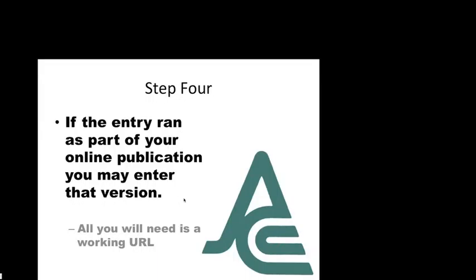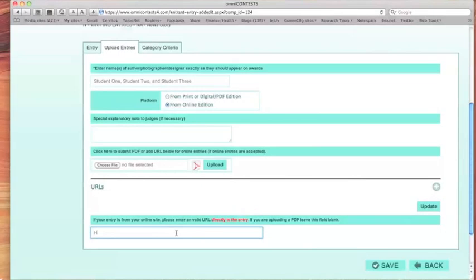If the entry ran as part of your online publication, you may enter that version of the story. For that, all you will need is a working URL. You will not need to create a PDF for the online version of your story. However, we would ask that you please submit the version that your readers saw, not one that has been edited after the fact.